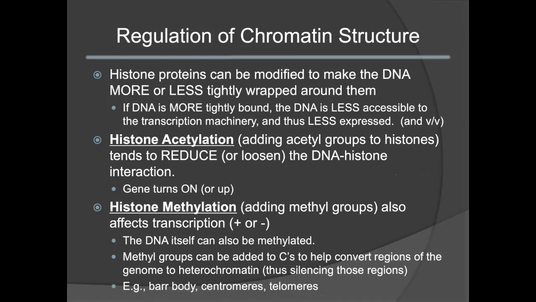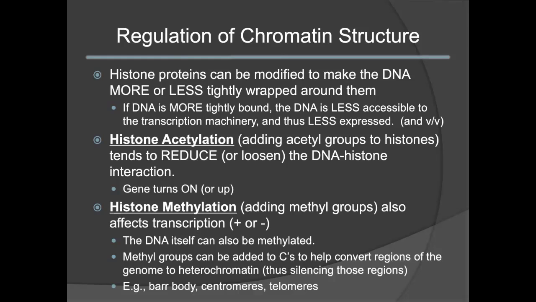Here we have the interaction between histones and the DNA. Histone proteins can be modified to make the DNA wrap more or less around them. Once again, if the DNA is more tightly bound, it will be considered silent or inaccessible for transcription. DNA that is unwound around the histone is considered to be more accessible.